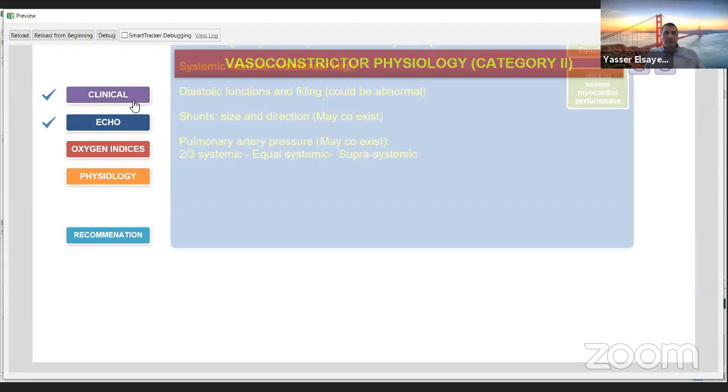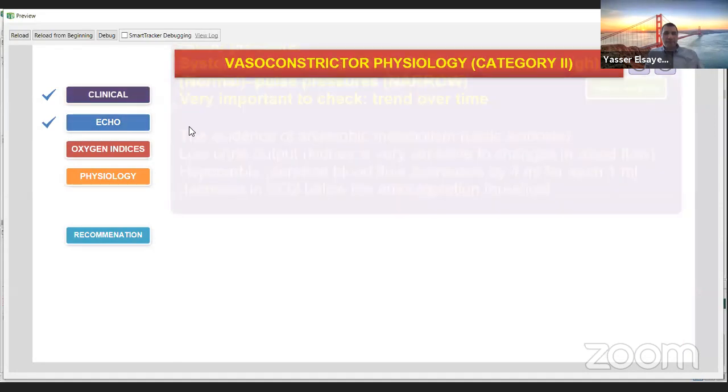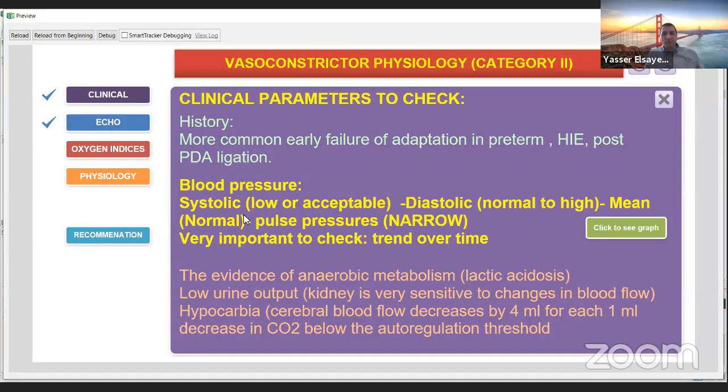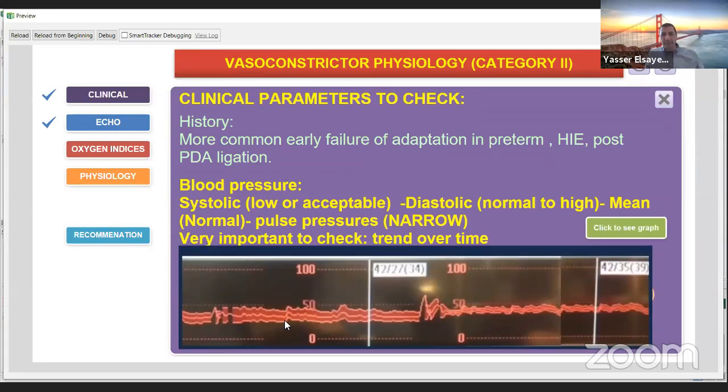In this case, before we move to echo, we have low or acceptable systolic blood pressure, but normal or high diastolic blood pressure. And definitely you have a very narrow pulse pressure. Let me show you that in the graph. Look at the trend here.